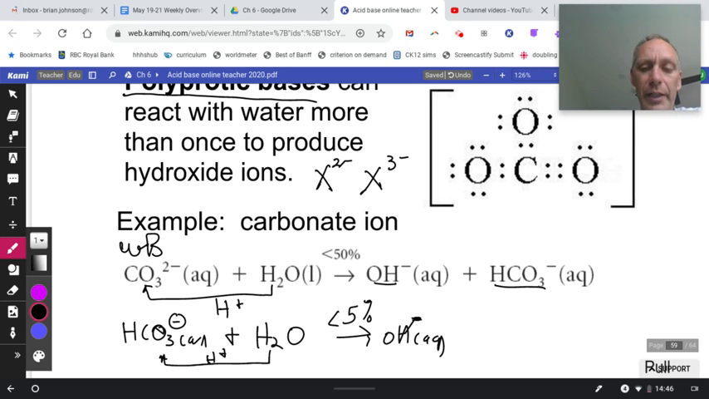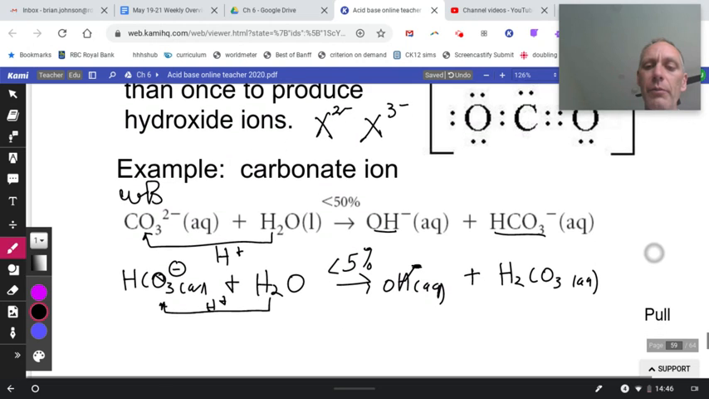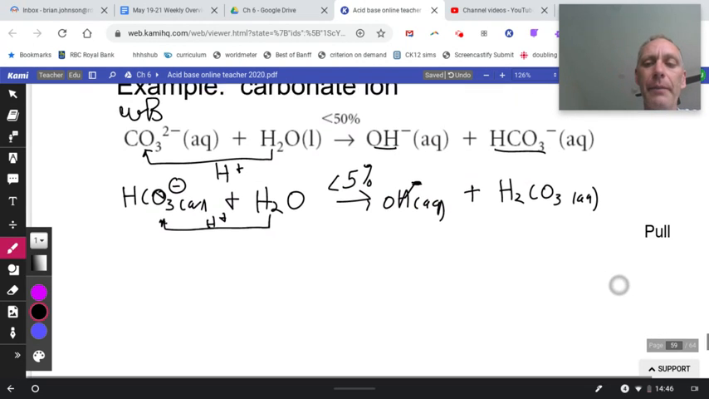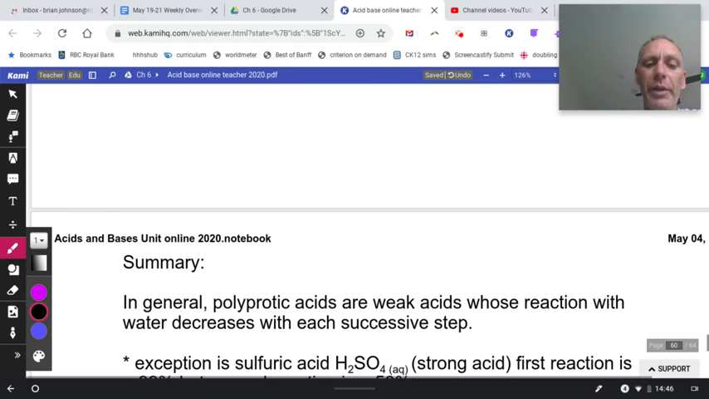Okay, OH minus, and what's left over? So it has taken another H plus, so now it's H2CO3, and it's taken another plus, so it's neutral. It's gone from -1 to 0. So there's our second acceptance of a proton to make a second hydroxide, and again, much smaller percentage on that second step. So that's what a polyprotic base looks like.